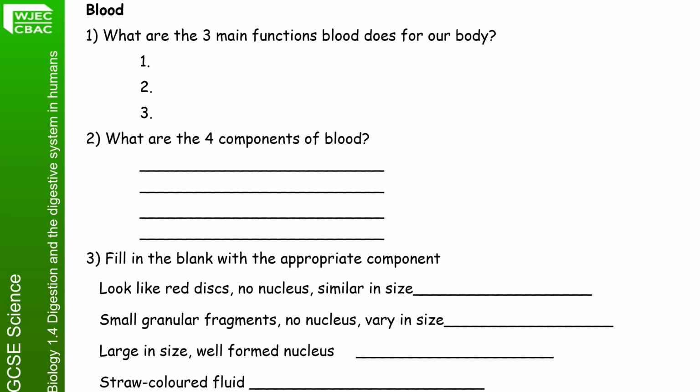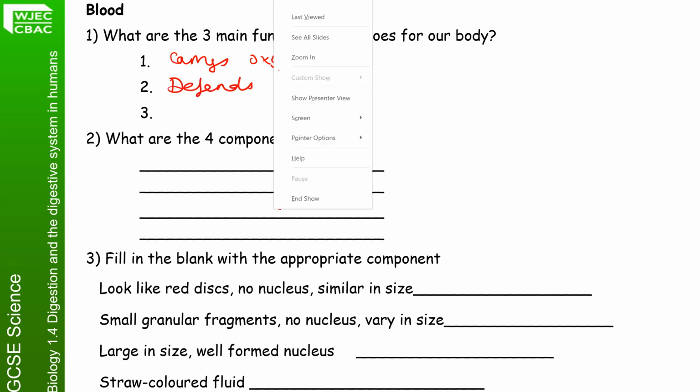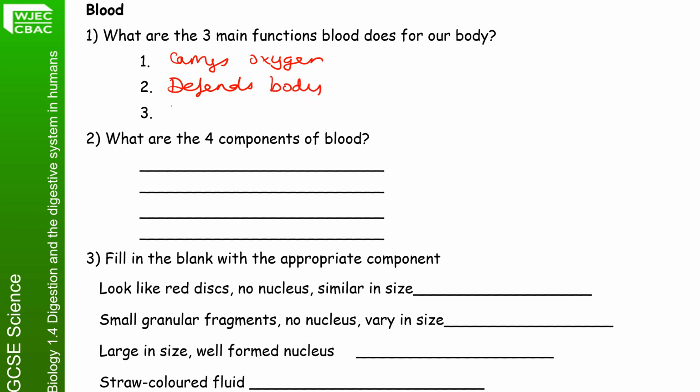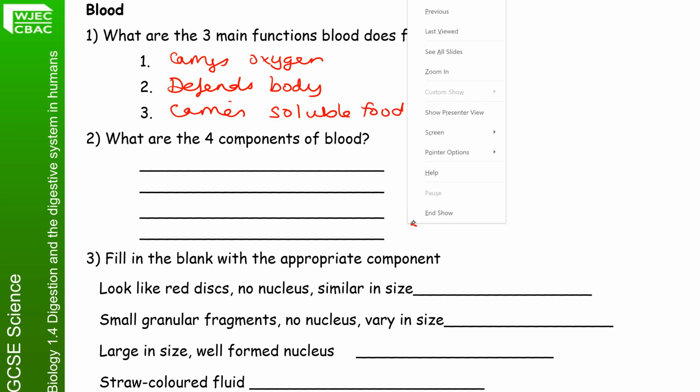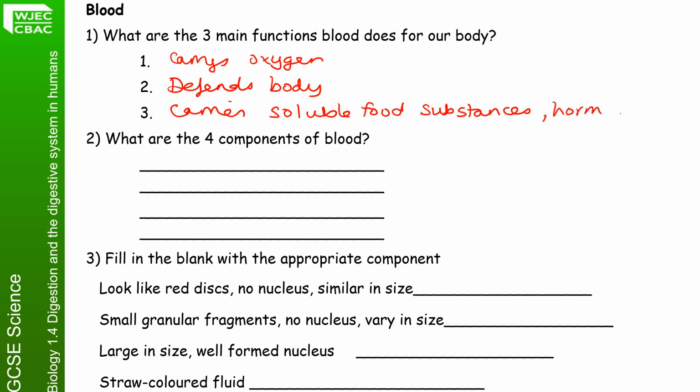Okay, three main functions blood does for our body. It carries oxygen. It defends the body. And it also carries soluble food substances, or nutrients, like glucose and amino acids and fatty acids and glycerol and other nutrients. It carries hormones, and it carries the heat around the body as well.